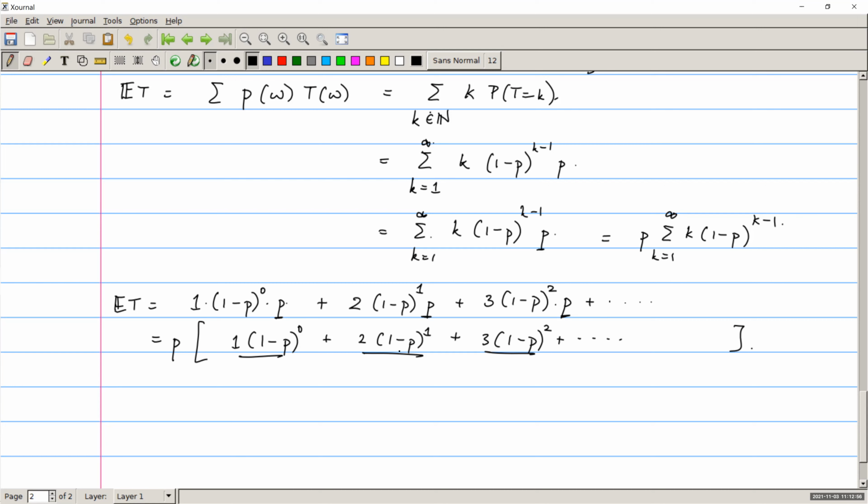So what we have is something like this: x to the 0 plus 2x plus 3x squared plus 4x cubed. What will be the next term? 5x to the 4th. If I have x to the k minus 1, what is the coefficient of that? It'd be k. So this is what the summation is. How do we do this summation? What do each of these terms look like to you?